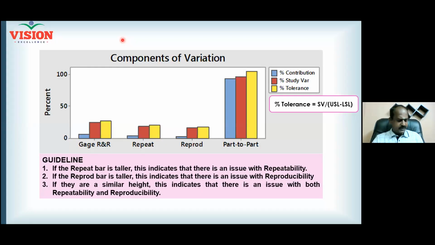And which bar must you prefer to look at? The yellow one. The yellow one is based on the standard deviation. The blue one is based on the variance. All our guidelines and understanding are based on the standard deviation. So use the yellow one.